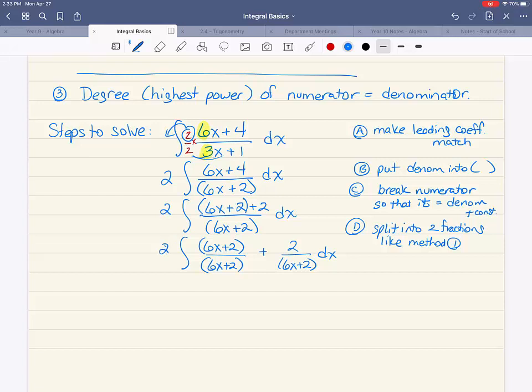Now we can actually simplify this and make it work. Now that we've split it, the brackets really aren't necessary. But I'm going to go ahead and take them off on the next step. So we have 2 integral 6x plus 2 over itself is 1 plus 2 over 6x plus 2 dx. All right? Now remember we talked about if you have multiple terms in the problem, you can, in your head, break it into separate integrals.